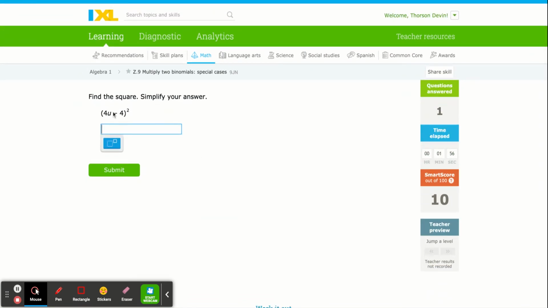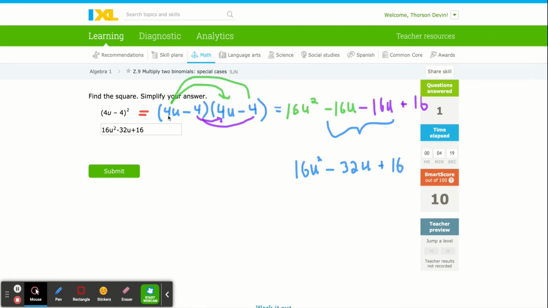Now, a lot of times when you're multiplying two binomials together, if it's the exact same binomial, they write it as a single binomial squared. But I want you to realize that's really just a 4u minus 4 times another 4u minus 4. So really realize that. Don't just accidentally square the first term and square the second term and think that's 16u squared minus or plus 16.